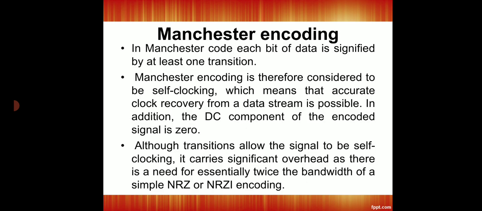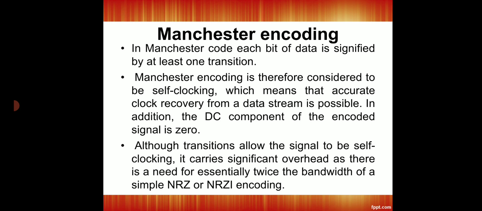In Manchester coding, it needs a clock and always a transition in the middle of the clock period. State 1 is represented by no transition, and state 0 is represented by a transition at the beginning of the clock period. In the Manchester code, each bit will be signified by at least one transition, and since it is self clocked, accurate clock recovery from the data stream is possible.